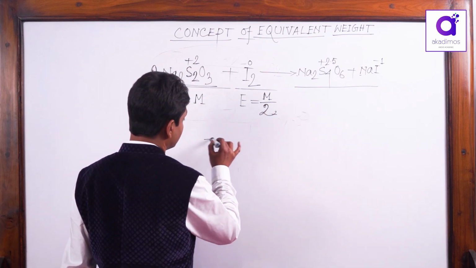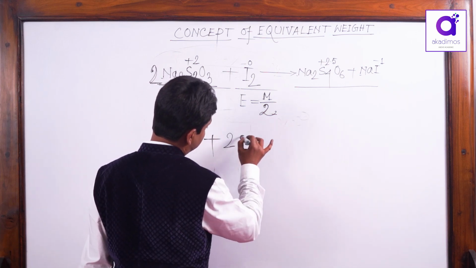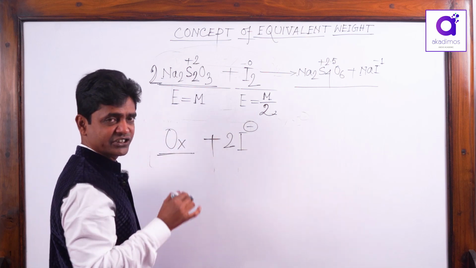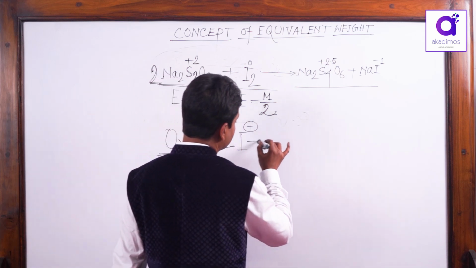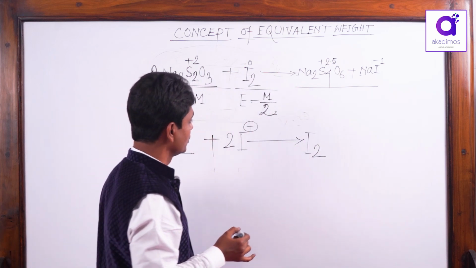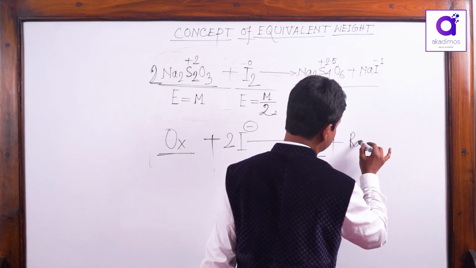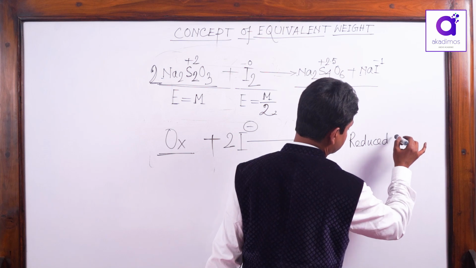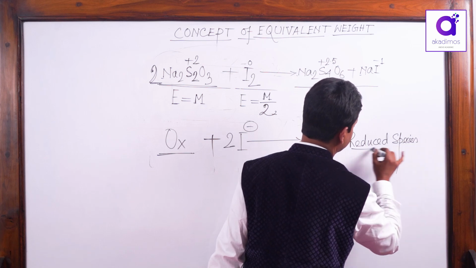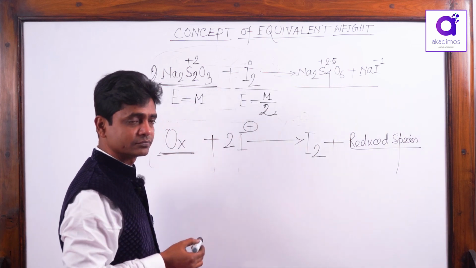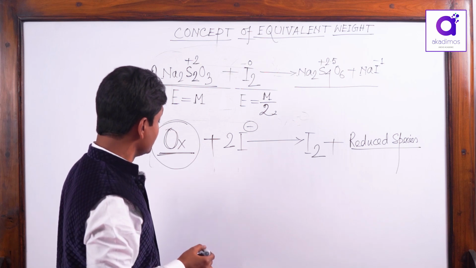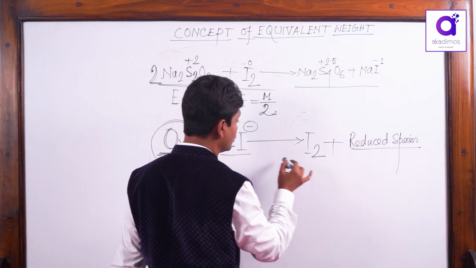Remember, see my point. Take some oxidizing agent, any oxidizing agent, that I will discuss later. It oxidizes iodide to I2, and the oxidizing agent itself reduces to some reduced species, which may be anything. Now, there are so many oxidizing agents in our syllabus which are able to oxidize iodide to iodine.